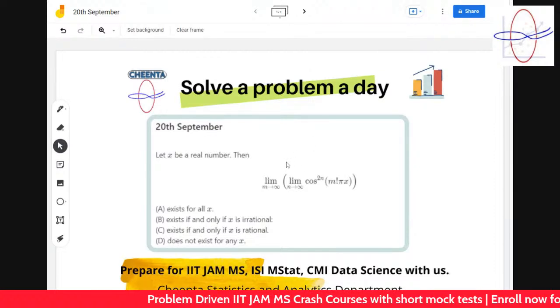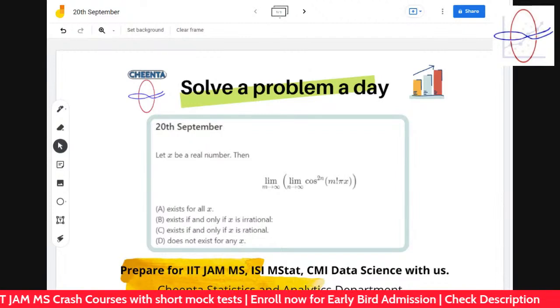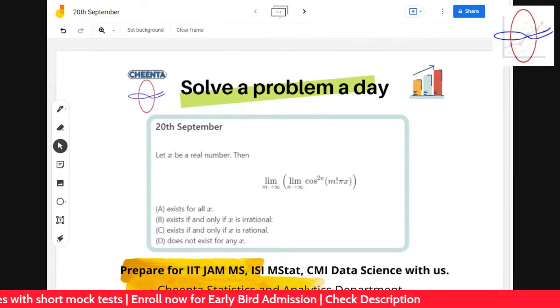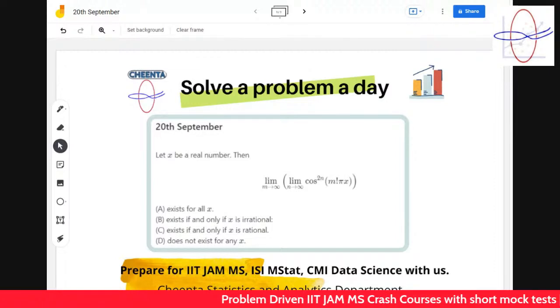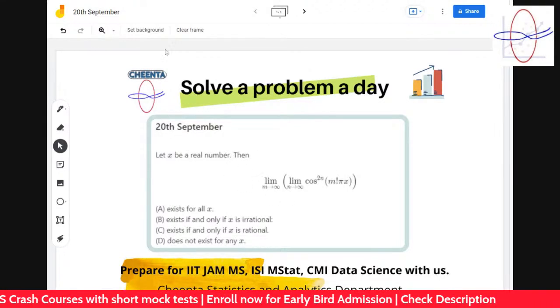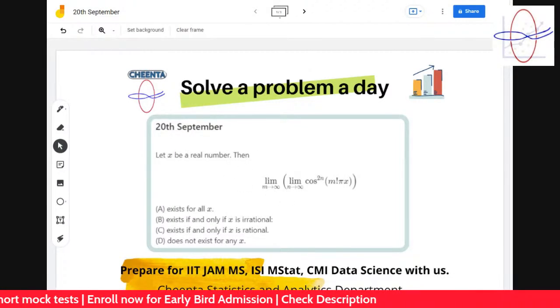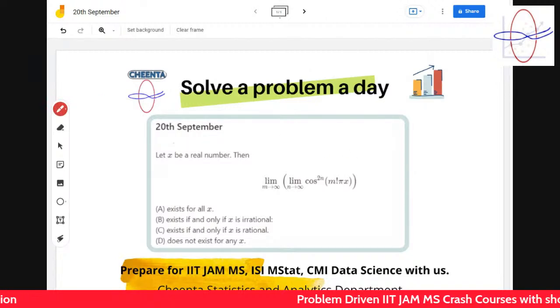So it's asked that if x is a fixed real number, then what is the limit as m tends to infinity? And first we calculate the limit as n tends to infinity of cos 2n. It's an iterated limit, okay? So first we calculate the limit in n, by x, and then after that it will be a function of m, and we then take the limit of m to infinity. That's the whole idea. So let's see how we can solve this problem.